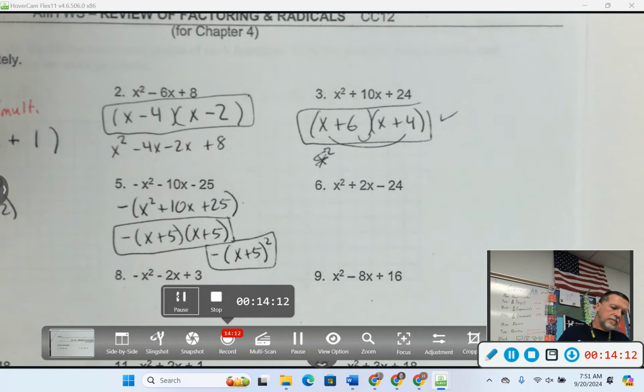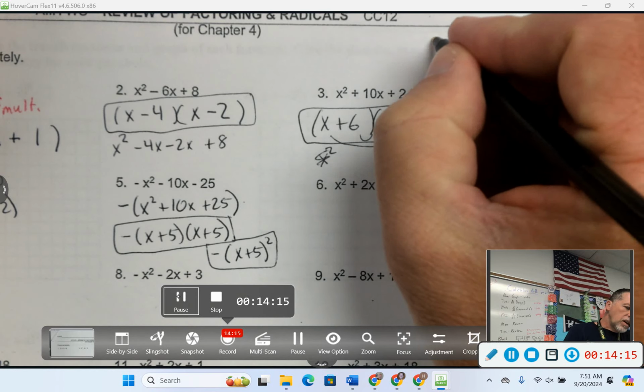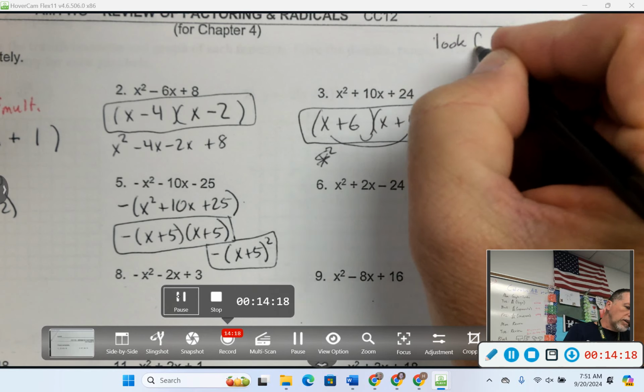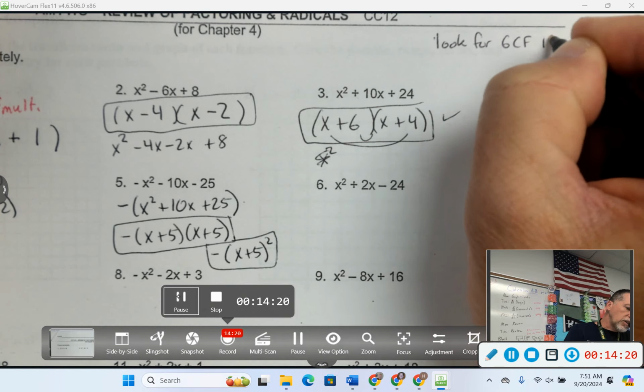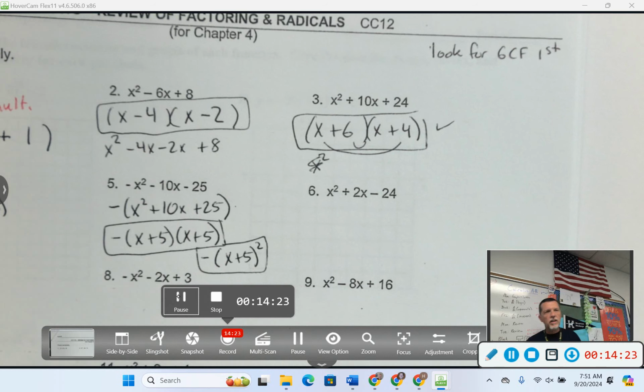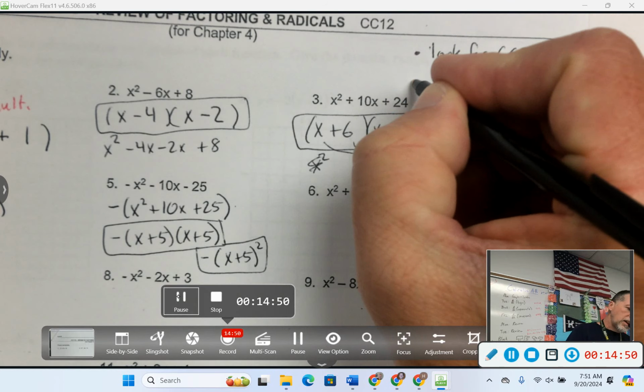Kind of as a summary statement, always, always, always look for a GCF first, greatest common factor, because that makes your life a little easier. So that was number 17. It's also some of the ones at the bottom. 23 has a GCF, and a GCF on 23 takes it from what you think of as a hard factoring problem to a pretty easy factoring problem. So definitely look for a GCF first.